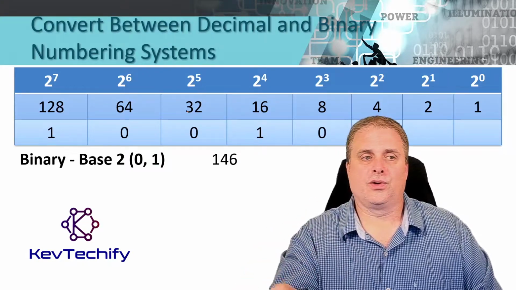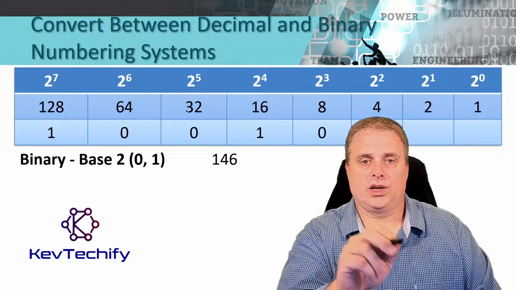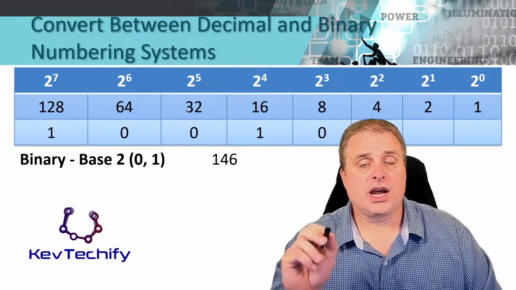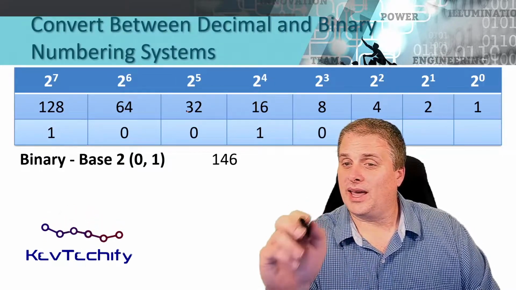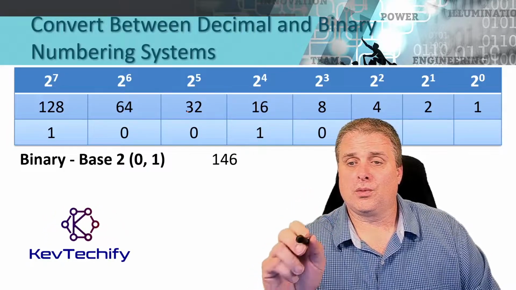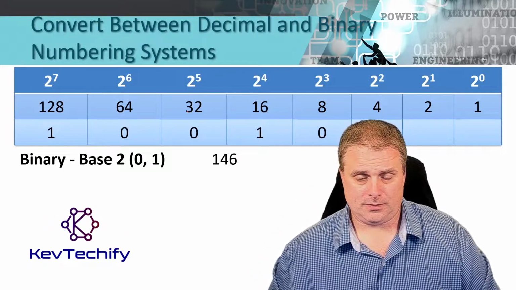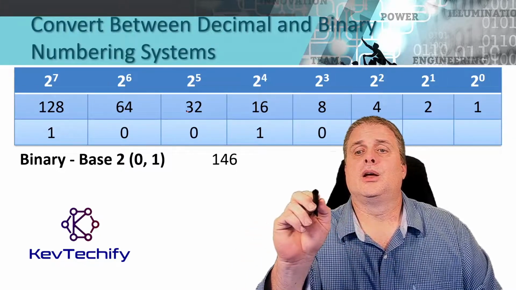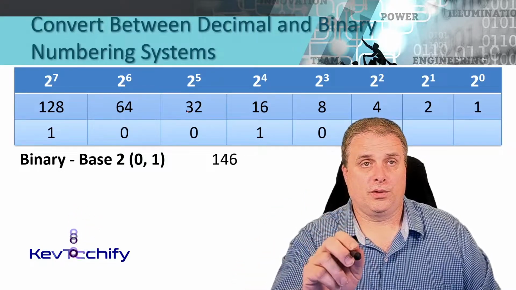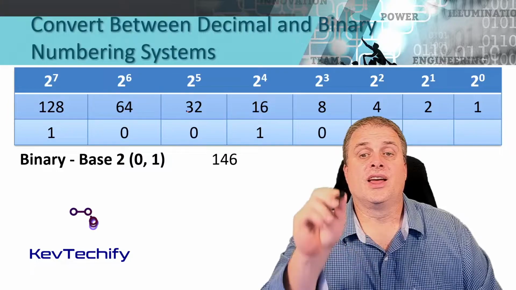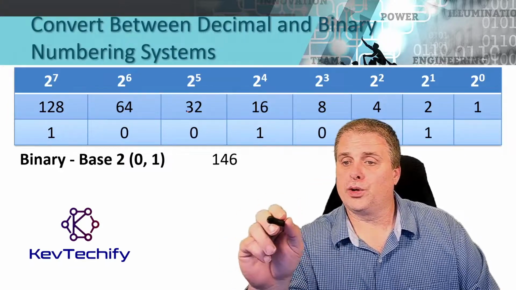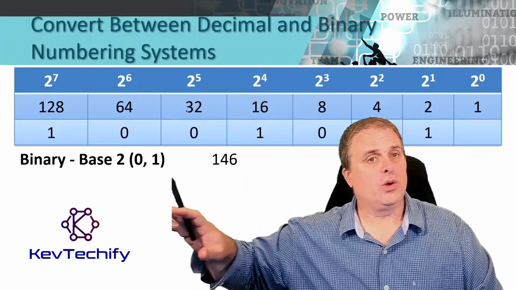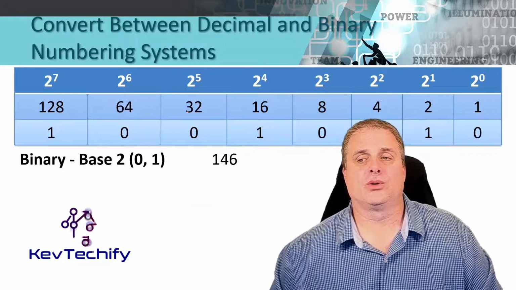Next value is 4. 128 plus 16 plus 4. 128 plus 16 is 144. Plus 4 is 148. We have overshot 146, but just by a little. So we cannot use the 4. We have to put a 0 in that column. Now, the next number available is 2. 128 plus 16 plus 2. 128 plus 16 gives us 144. Plus 2 is 146. There is our number. We can use that 2, so we go and put a 1 in there. We are at 146. Anything after that, we don't need to add any more on that. And so we can just put zeros in there.